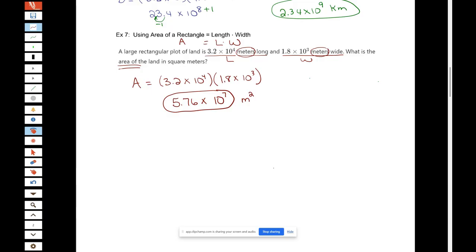Okay, so that is the end of this lesson on multiplying numbers that are written in scientific notation. Join us for the next one where we will be doing dividing numbers in scientific notation.